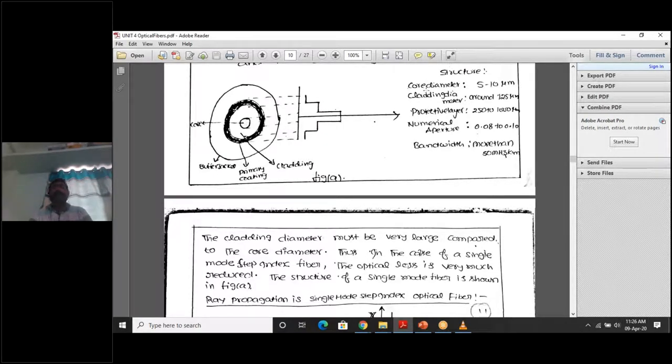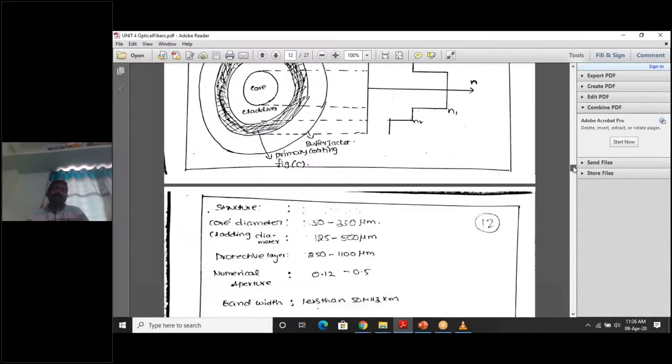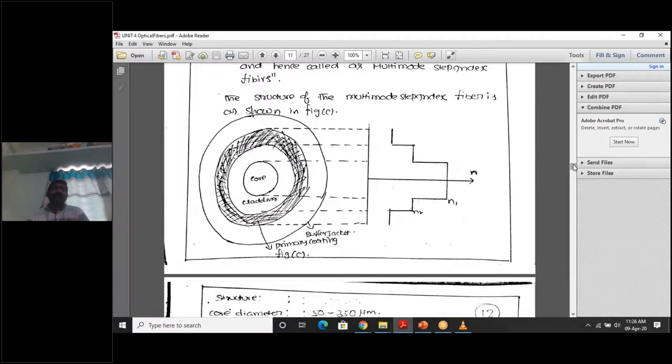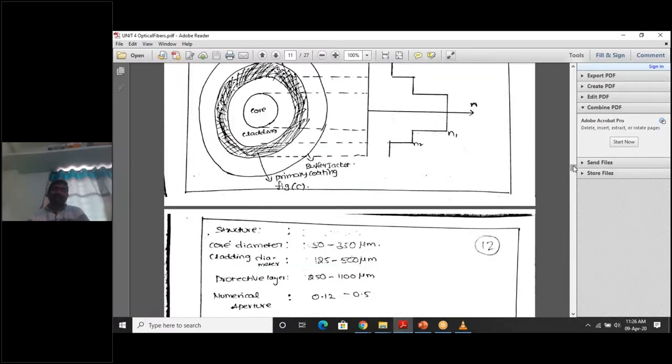You see, the diameter of the core is just 5 to 10 micrometers. This diameter of the core allows only one mode of light to travel inside. Whereas if you take ORR, outer ring road, it allows six buses.